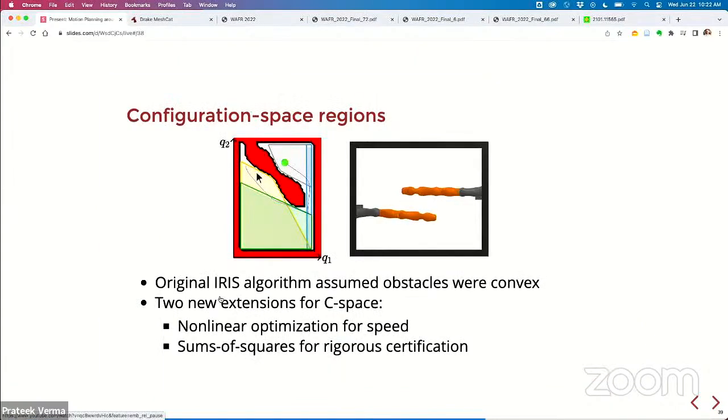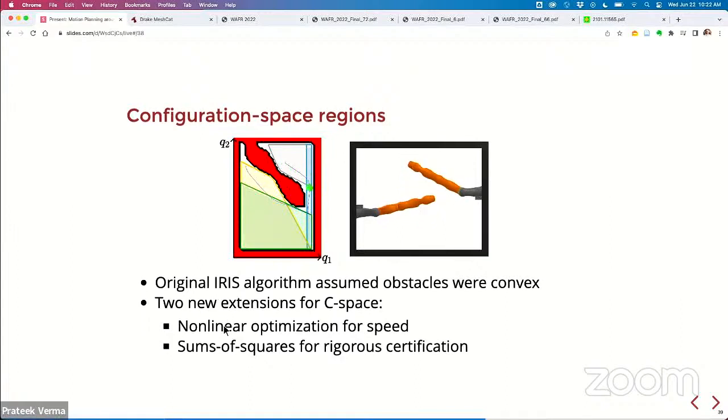Now, in configuration space, I showed you robot arms that have complex configuration space obstacles. In the previous work, we assumed the obstacles were convex. You can't assume that in configuration space. So we've now been generalizing that algorithm to configuration space.